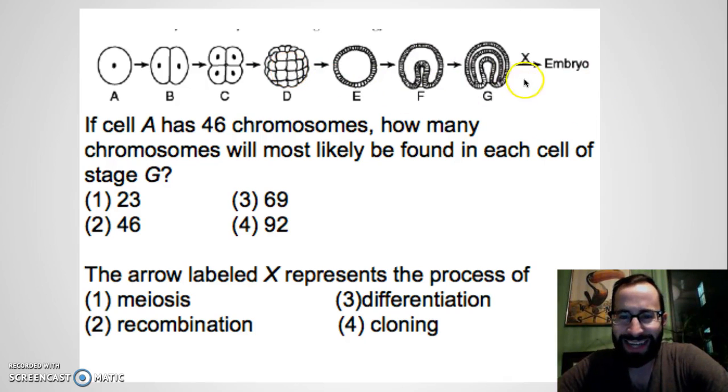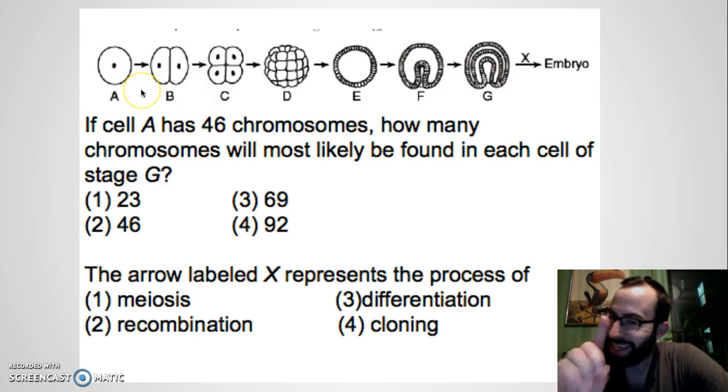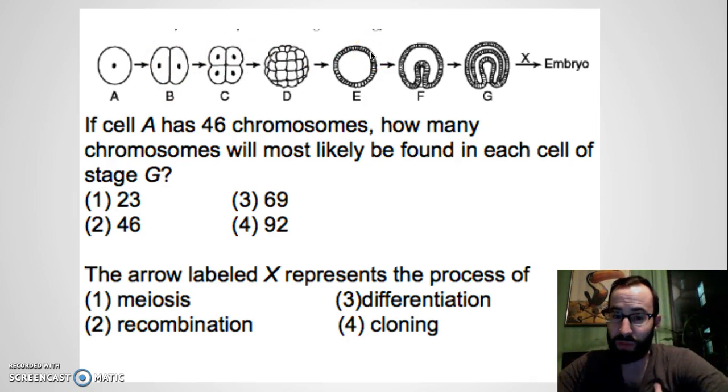And then when we start seeing this kind of thing, especially this folding here, this is differentiation. So if you take a look at the question, if this cell has 46 chromosomes, which we inferred, how many chromosomes will be found in each of the cells at stage G? Well, A looks very different than G, but the key thing to remember is that if this cell has 46 chromosomes, then every single one of these cells is going to have 46 chromosomes. They're all going to have the same exact DNA because this is the process of mitosis.